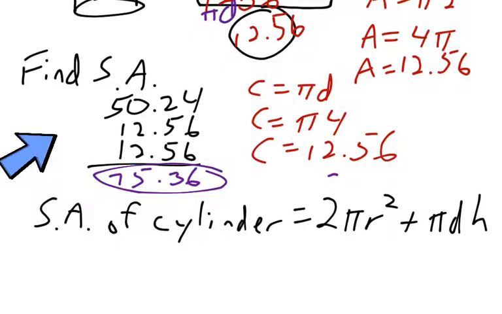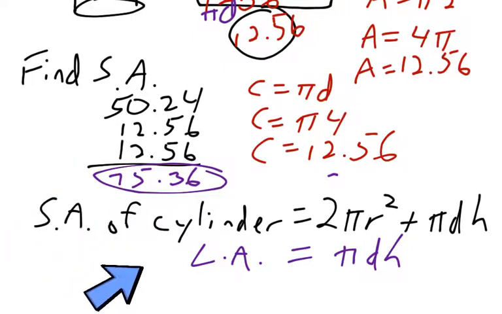And then the lateral area would be the same thing, except we don't use the bases. So what are we not going to use from that formula? The 2 pi r squared, right? So we would just use the circumference times the height, so pi d h. Alright, and that wraps up cylinders.